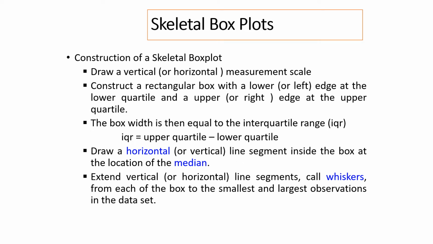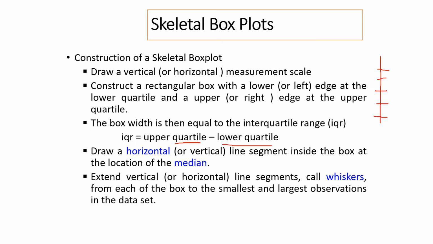Draw the vertical or horizontal measurement scale and construct the rectangle box with the lower or left edge at the lower quartile and the upper or right edge at the upper quartile. So basically it's something like that. You need to construct the lowest value, the highest value, and also the quartiles: first quartile, second quartile, and third quartile. The box width is equal to the interquartile range, IQR, which is the upper quartile minus the lower quartile.